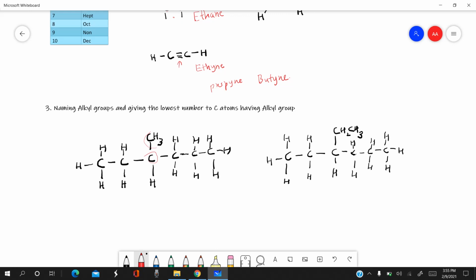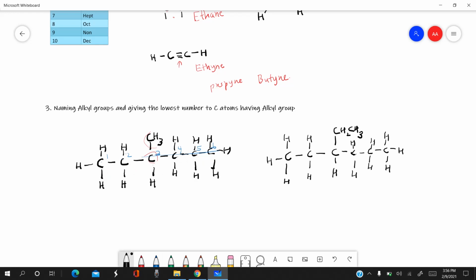So first I'll number in this order: 1, 2, 3, 4, 5, 6. Here the carbon gets number 4 if I number from right to left. I'll try numbering from the left: 1, 2, 3, 4, 5, 6. Here, if I number from left to right, this carbon gets number 3. So this is the order that you should take. Then you can eliminate this one.